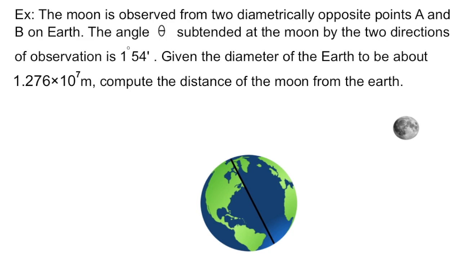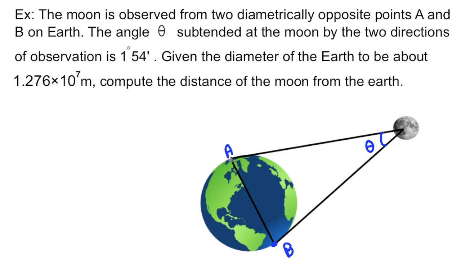Now the angle theta subtended at the moon by the two directions of observation is 1 degree 54 minute. So from this position and from this position the angle subtended is 1 degree 54 minute. This is your theta. Let us name them as point A and point B.